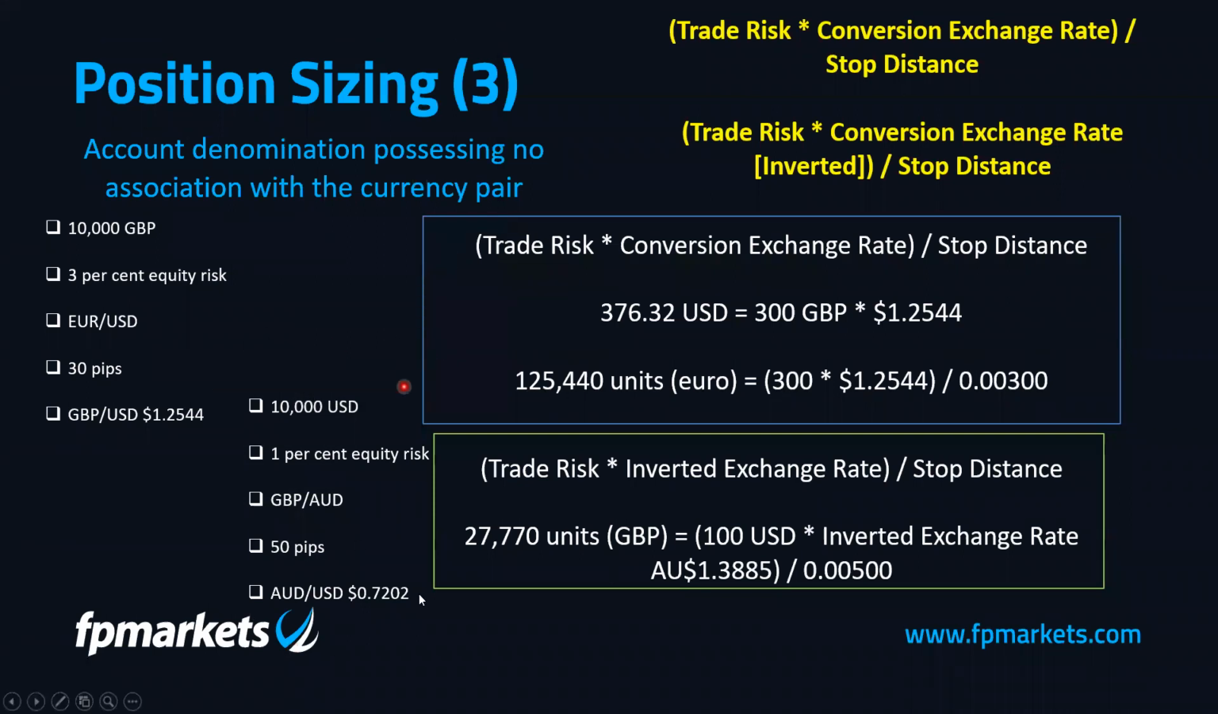Okay, the final example is we have a dollar account. We're risking 1% equity risk or 100 US dollars, and we're trading the pound Aussie dollar. We're risking 50 pips in our setup. And for this, the Aussie dollar is trading at 0.7202. Right, so this is the calculation we follow in this case.